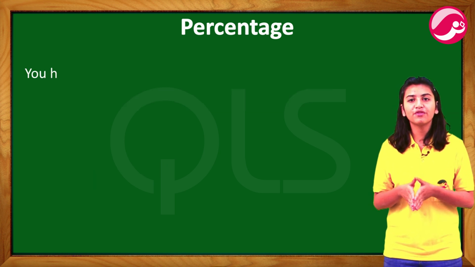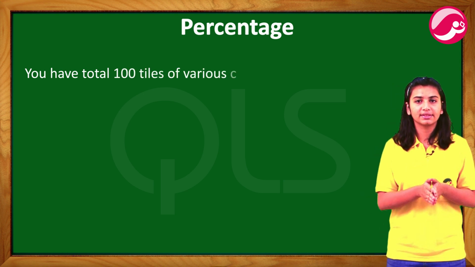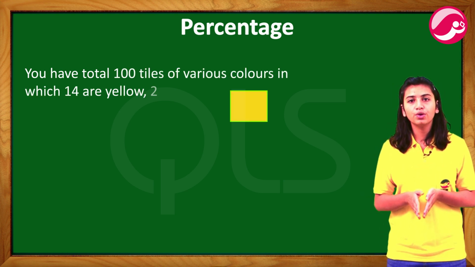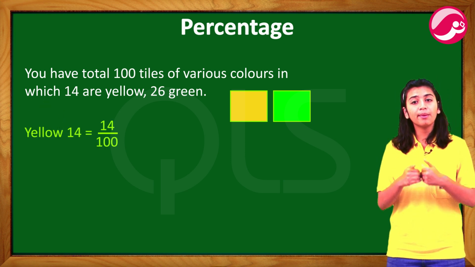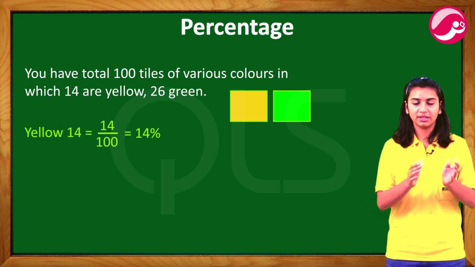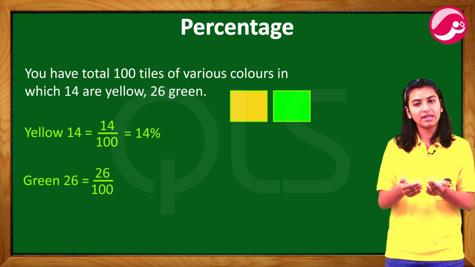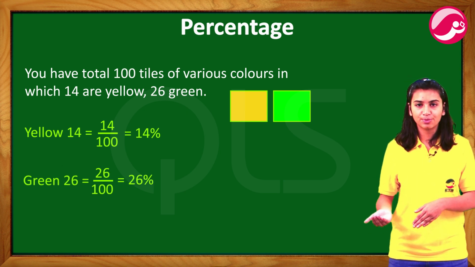For example, you have a total of 100 tiles of various colors in which 14 are yellow and 26 are green. Yellow is 14, 14 upon 100 is 14%. Green is 26, 26 upon 100 is 26%.